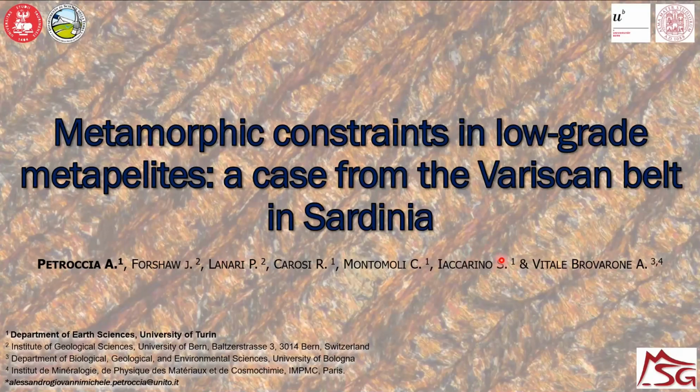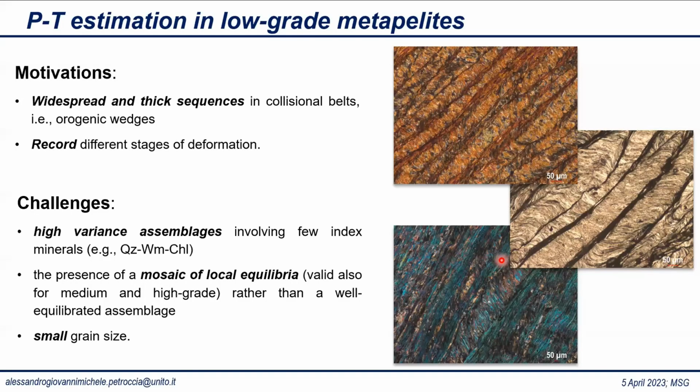So hello to everyone, and after a day and a half of spectacular garnets and high-grade rocks, now it's time for weird stuff, and we talk about low-grade metapelites. And why low-grade metapelites? Because they are very common and widespread in most collisional chains and orogenic wedges, and they record very well different stages of the deformation. We could see different granulation, cleavage and foliation.